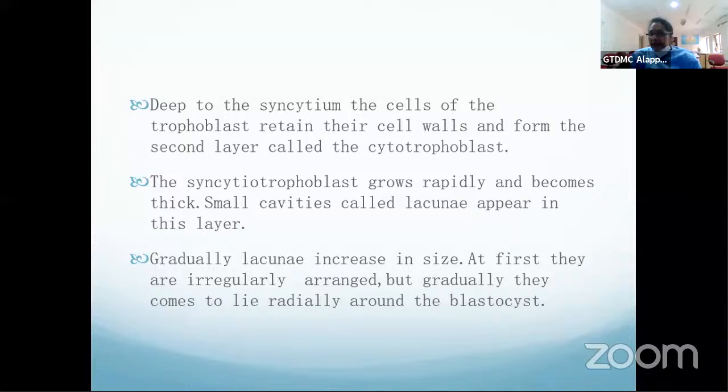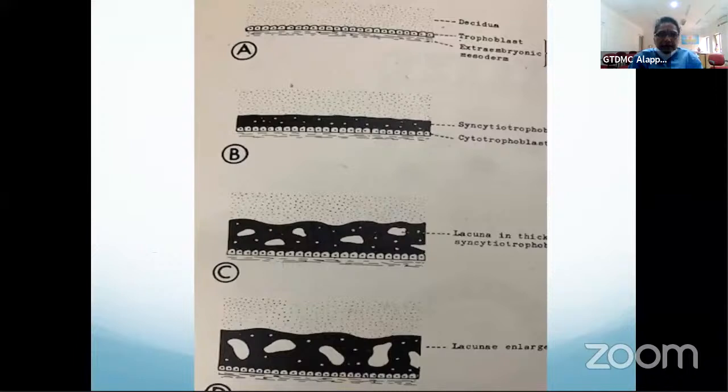The syncytial trophoblast grows rapidly and becomes thick. At that time, the cytotrophoblast has only one layer. But the syncytial trophoblast grows rapidly and becomes thick. Small cavities called lacunae appear in this layer. Can you imagine? You can see those cavities here. The dark part is the syncytial trophoblast, and the single layer of cells is the cytotrophoblast. You can see lacunae in it.